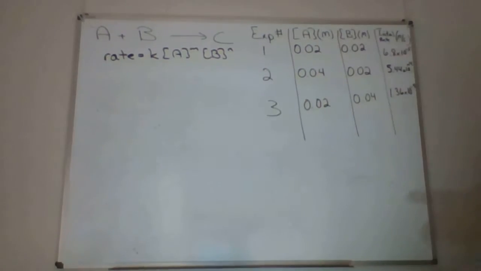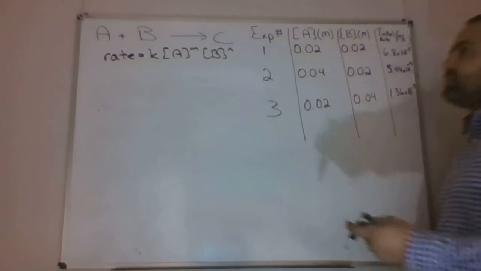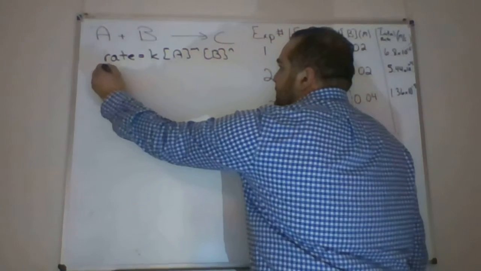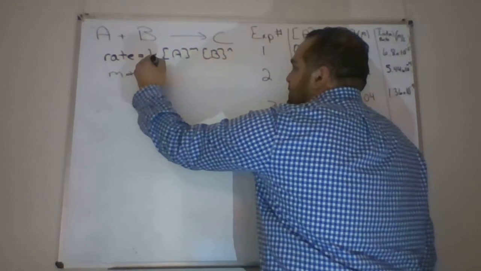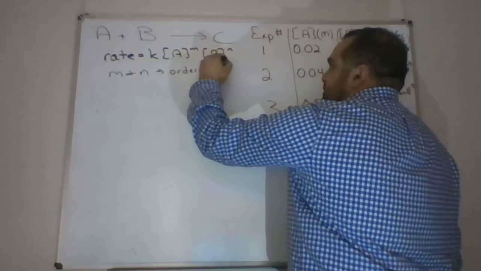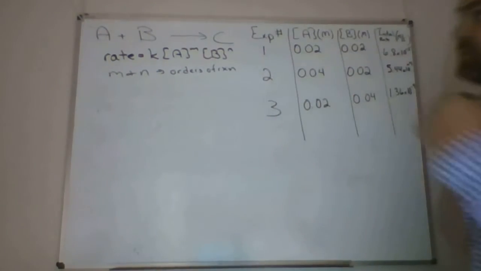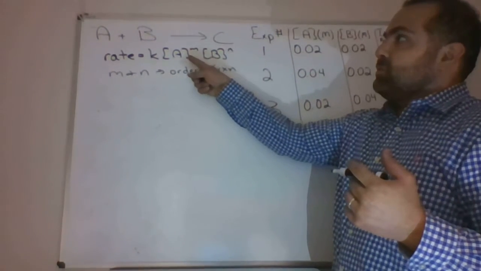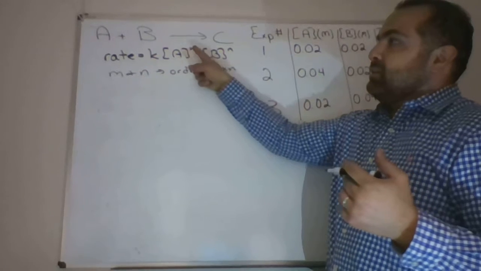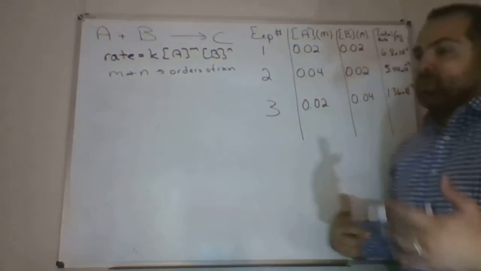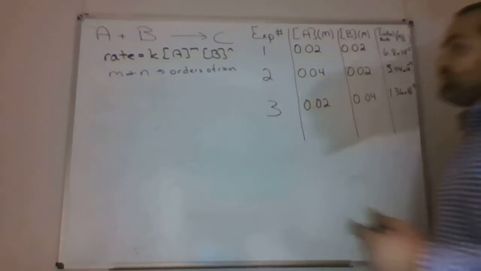This is a two reactant system. You can have one reactant systems, two reactant systems, and three reactant or more systems. And m and n are called orders of reaction. They tell you how the concentration affects rate. For example, if m is 1, if you double A, you're going to double the rate. If m is 2, you double A, you're going to quadruple the rate. It tells you how much concentration affects the rate.